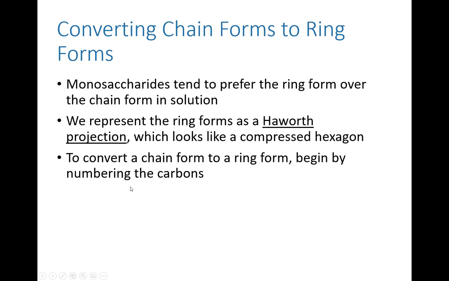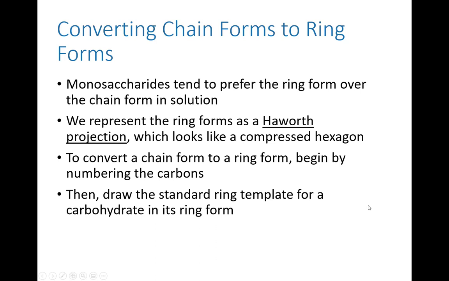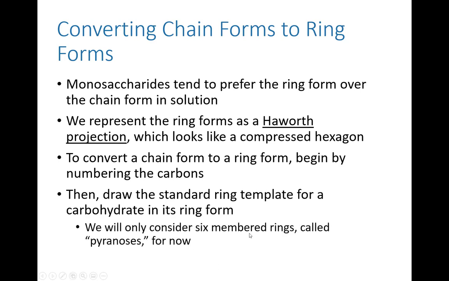So the way that we're going to go about doing this is that we first number the carbons. So if we're talking about an aldose, the aldehyde carbon is number 1. And if we're talking about a ketose, the carbon is number 2, which has the ketone. Although really we're only going to do this for aldoses for the time being. And then I'm going to ask you to draw what I will call the standard ring template for this. And we're only going to consider 6-membered rings for right now, and we call those pyranoses, although 5-membered rings do definitely exist.